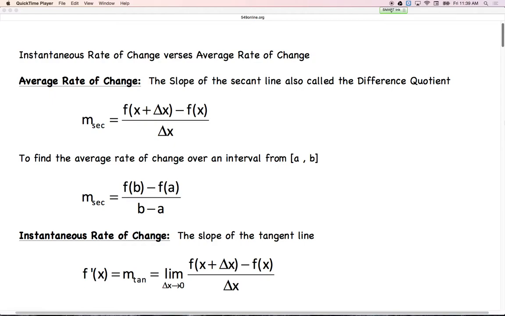So instantaneous rate of change today versus average rate of change. Now, when I say average, most of you get a pretty good feel for what an average is, right? Okay, most of you know what an average is. I'm not going to have too much stress over what an average rate of change is.